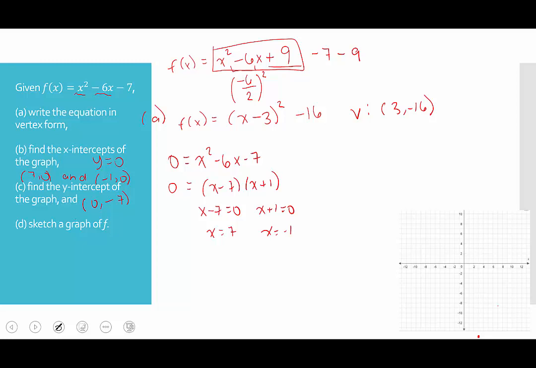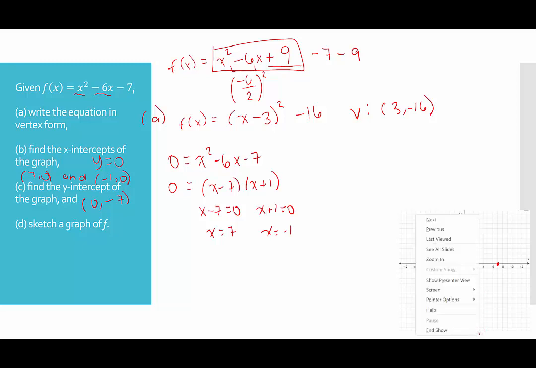We're going to graph our other 3 points. (7, 0) is over here. (Negative 1, 0) is here. We also have (0, negative 7) right here. Oh, it disappeared. That's sad. Let's put it back. Come on. Okay, hopefully it stays this time.